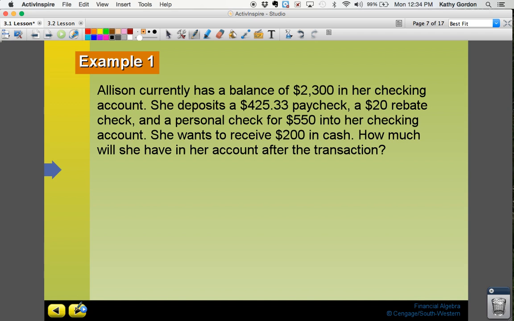So I'm just going to write this over here for a second. Paycheck of $425.33. Rebate check of $20, and a personal check of $550.